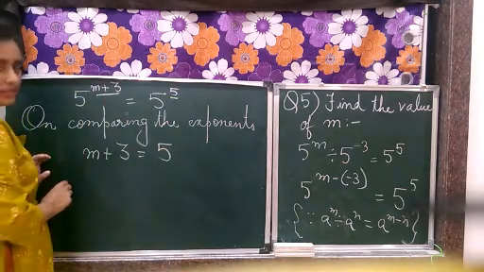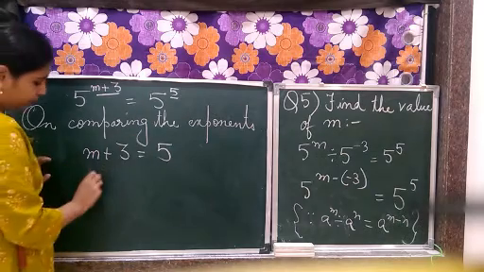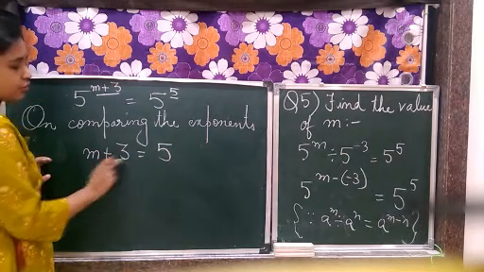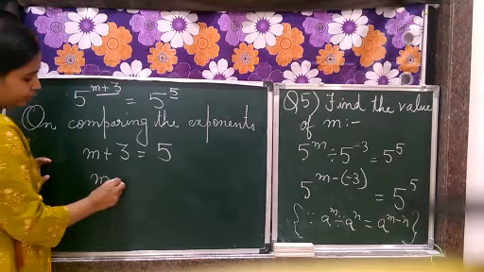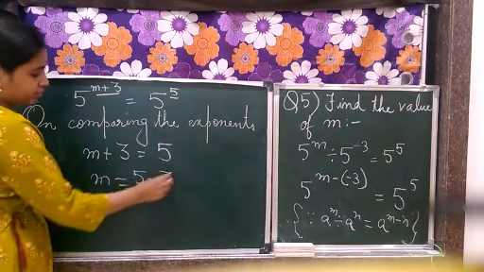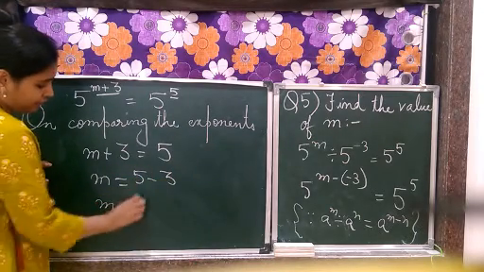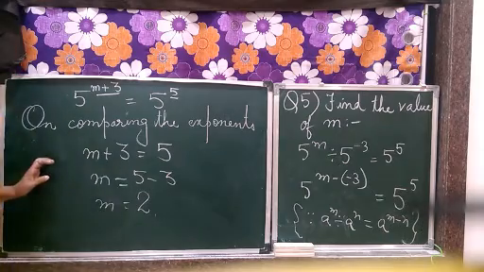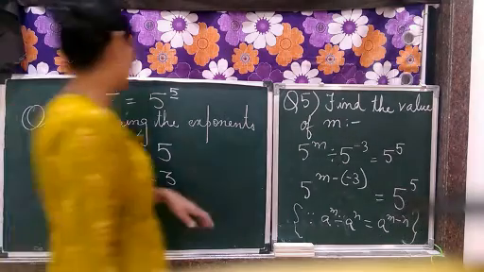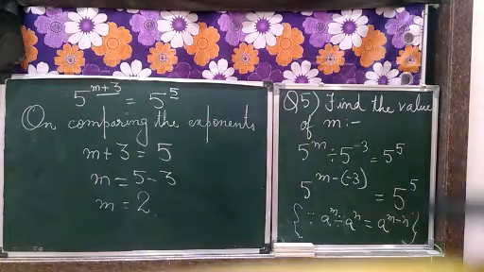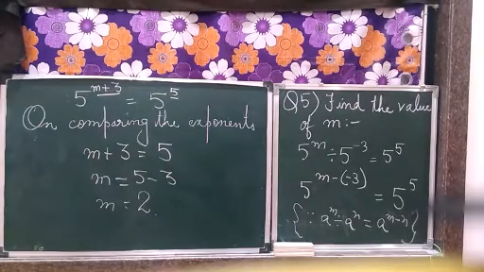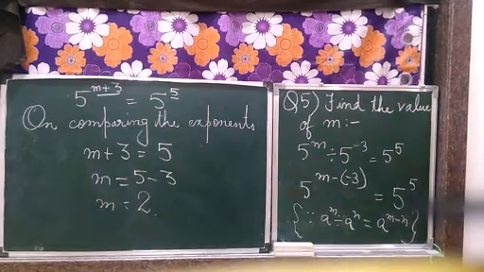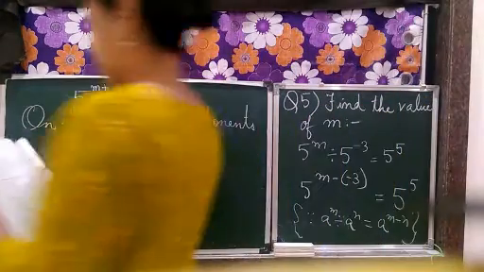We are comparing these, right? 3 will be separated. It will shift to the right hand side and it will become negative, 5 minus 3. So m is equal to 2. So the value of m is 2. So this completes question number 5. Now we will start with the next question. The next question is evaluate.